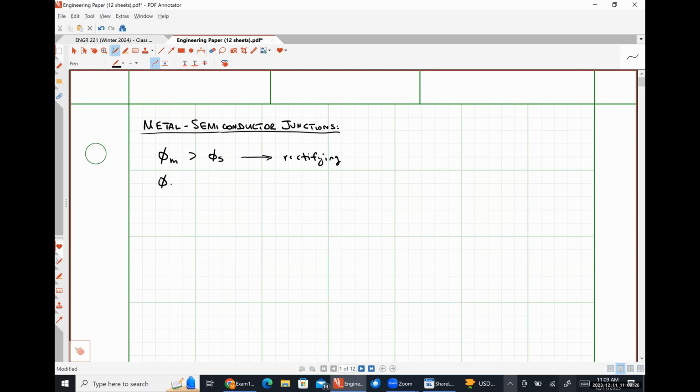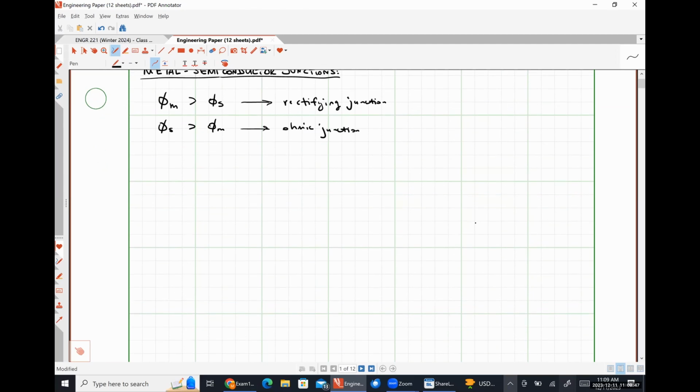And if phi s is greater than phi m, meaning the work function of the semiconductor is greater than the work function of the metal, then we have an ohmic junction. So we are going to start by looking at rectifying junctions.